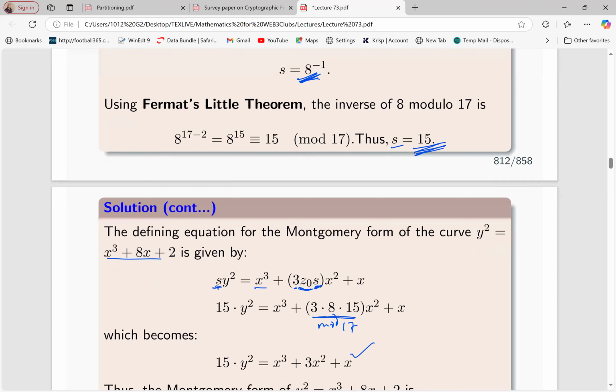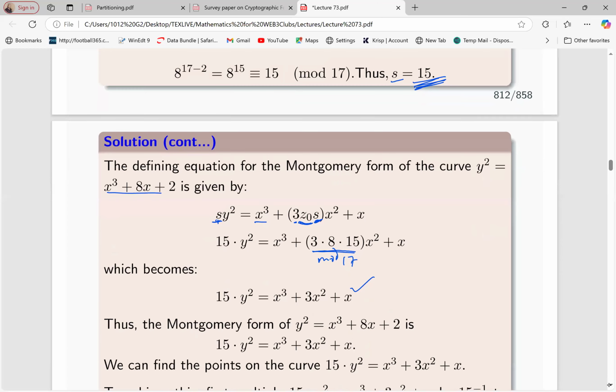But now, what are the points for this? This is our Montgomery equation. You can find the points for this curve. To find the points for this curve, we will want to write it in this form, the form y square.